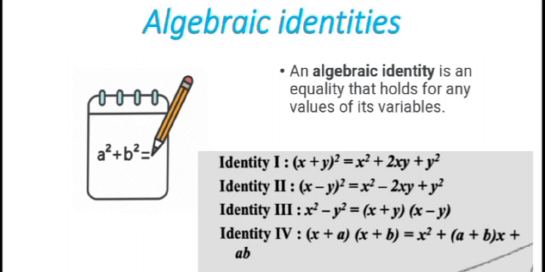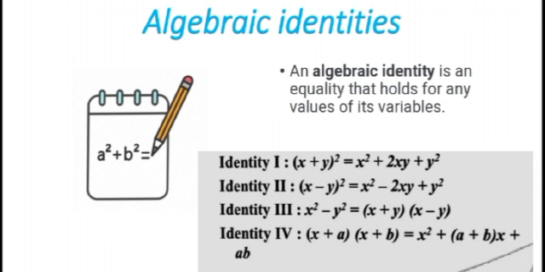So today I will be explaining to you about algebraic identities. An algebraic identity is an equality that holds for any values of its variables. As you can see here in the picture, I am showing four identities. The four identities being 1, 2, 3 and 4.